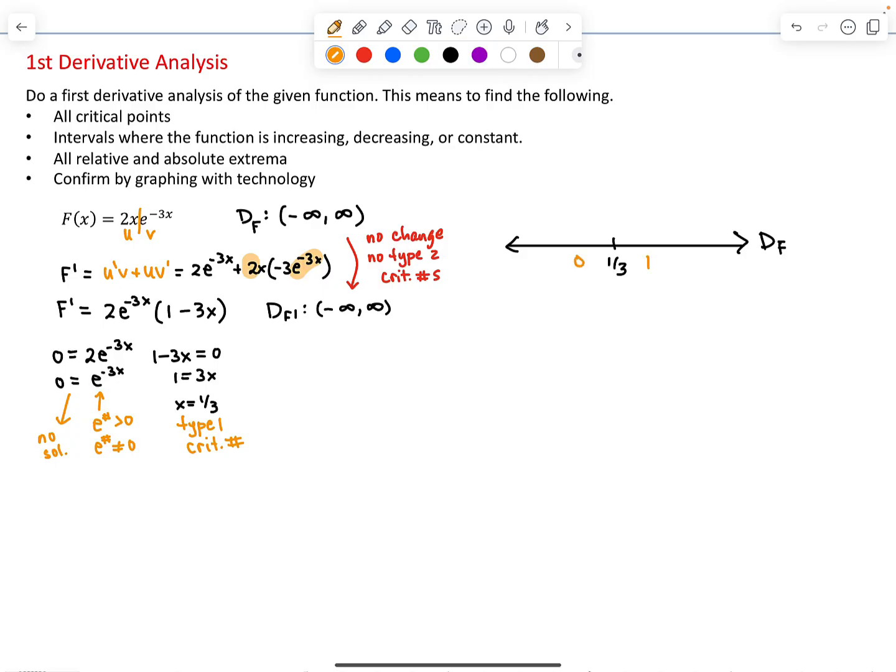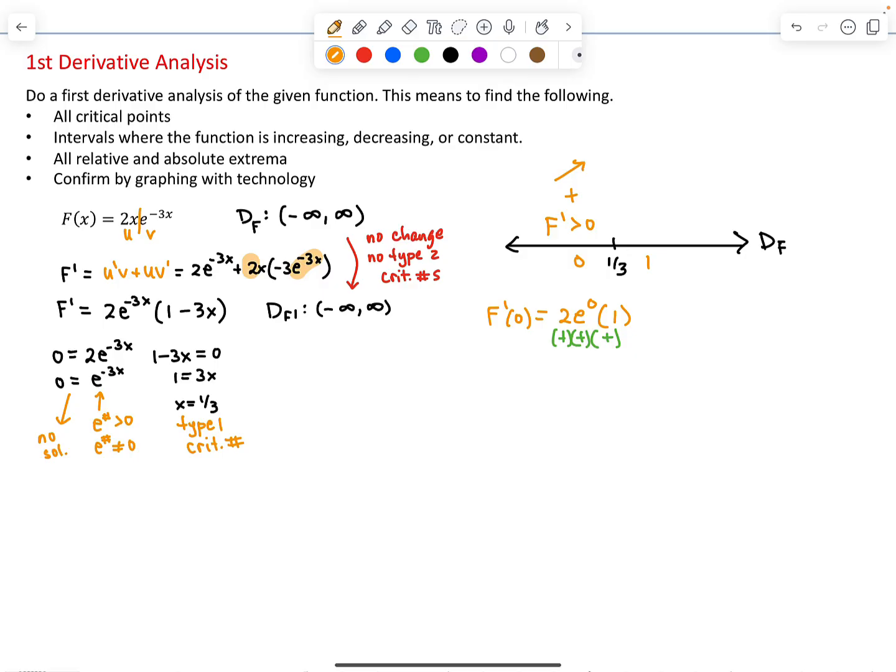And we test these into f prime. And again, I'll use the factored version. So capital F prime of 0 will be equal to 2e to the 0 times 1 minus 0. What matters is that we have a positive times a positive times a positive, because e to the 0 is also 1. So capital F prime is positive on this subinterval. I'll put a plus sign and an arrow going up from left to right. So the function's increasing. Then it's flat at 1/3.